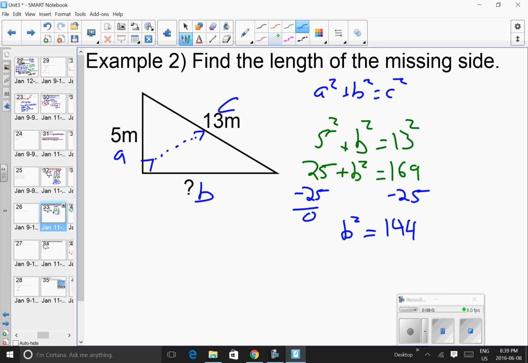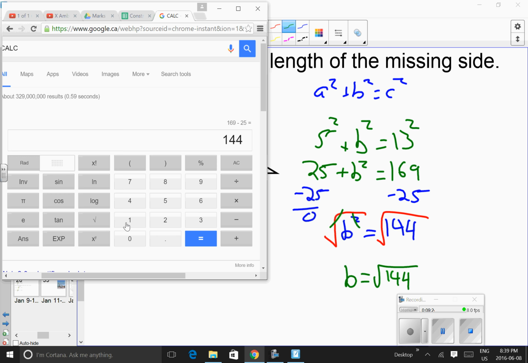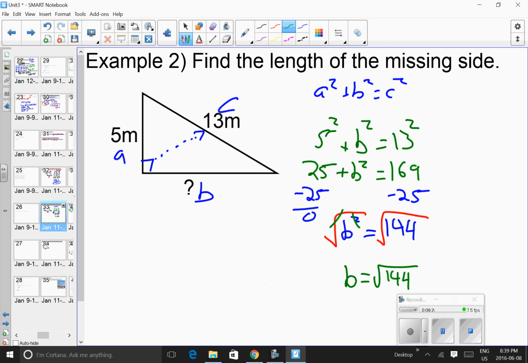Now, that's not our answer yet. That's just what B squared equals. Remember, we need to get that B by itself. So to undo the squaring, we take the square root. And whatever you do to one side, you do to the other. The squared and the square root cancel out, and all you're left with is B equals the square root of 144. And the square root of 144 is 12. B is 12. And because these two numbers were in meters, my answer is also in meters.